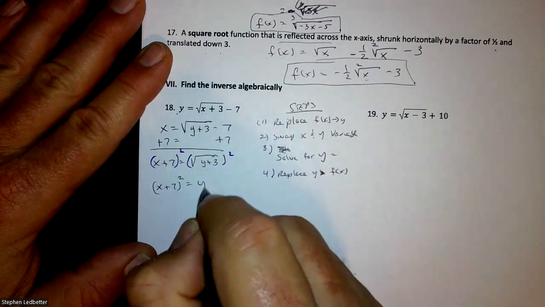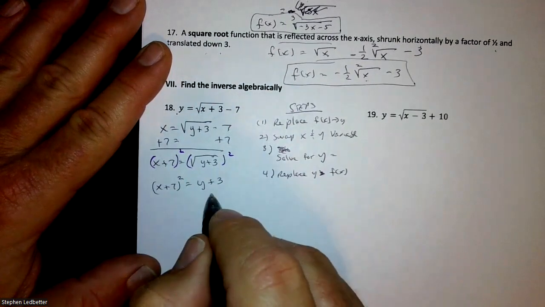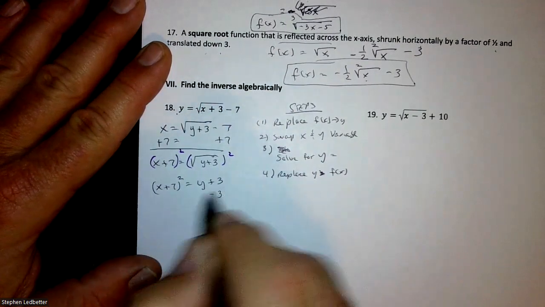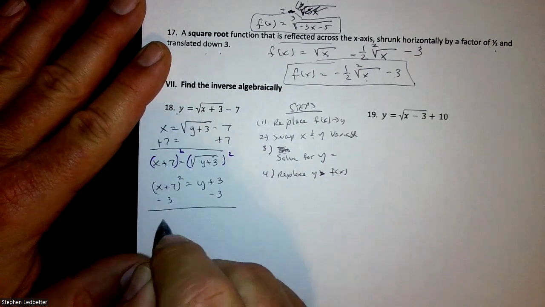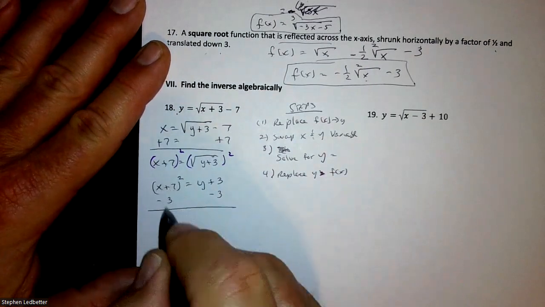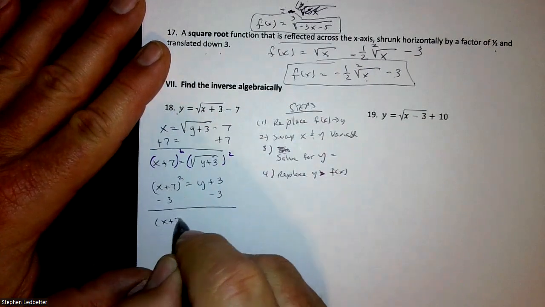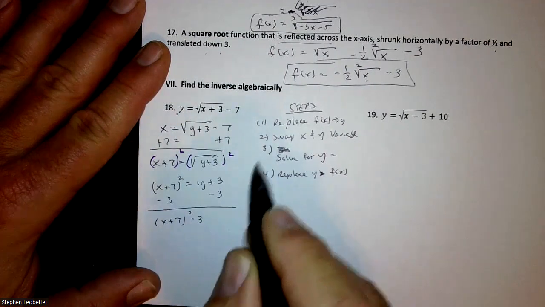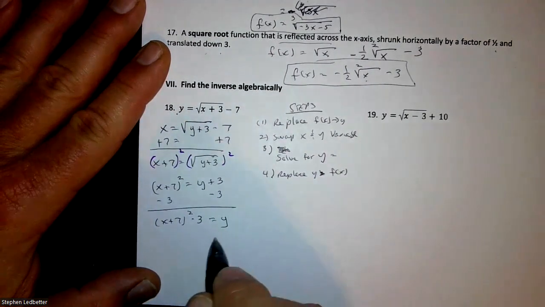Remember, these cancel out. Now look, I'm going to subtract 3 because we want to get y by itself. So watch what I'm doing. I'm just going to put this together. And I'm going to stop here.